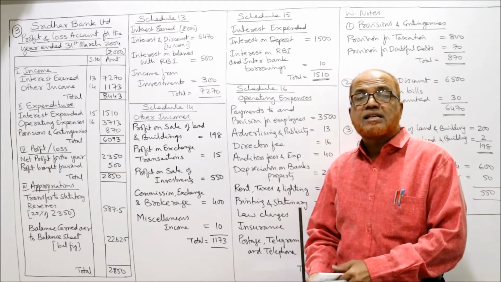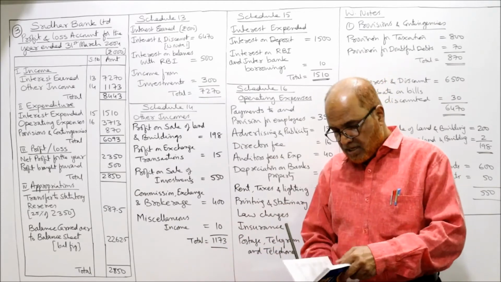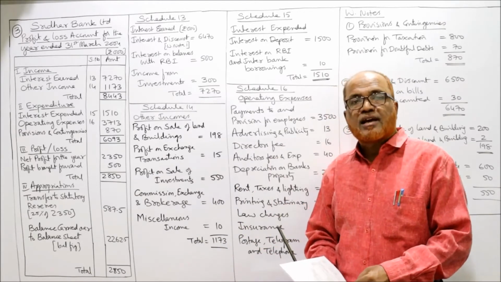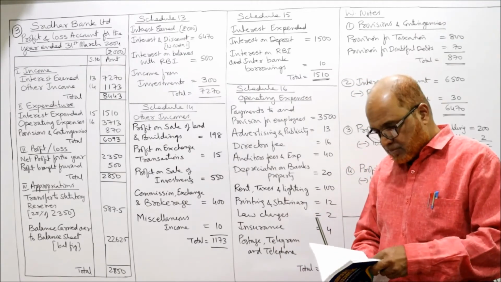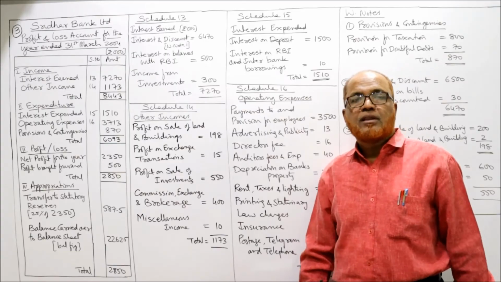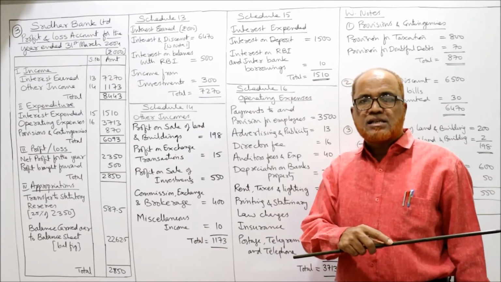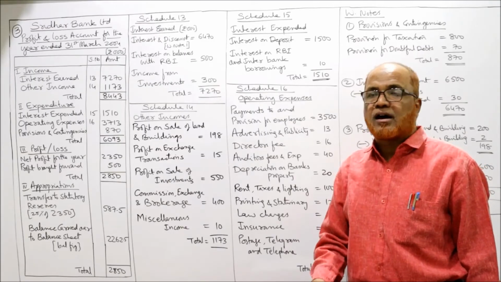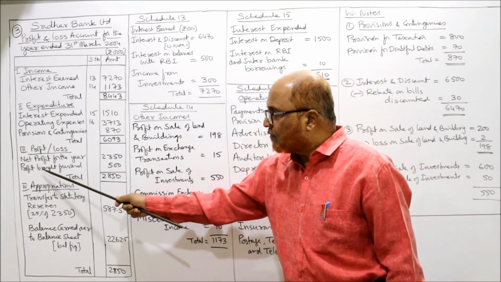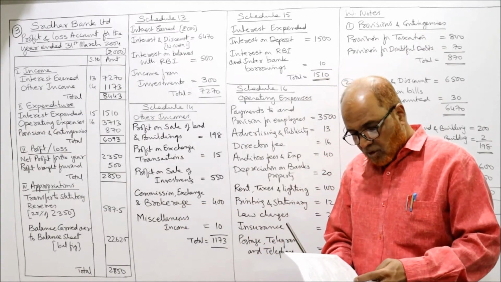Then miscellaneous income, it's other income. Postage, telegram and telephone, operating expenses. Balance of profit for the year ended brought forward. This is the brought forward profit from the last year. Last year से कुछ surplus profit आ रहा है, that will be taken here. Profit brought forward 500, right? So we have taken all the items.